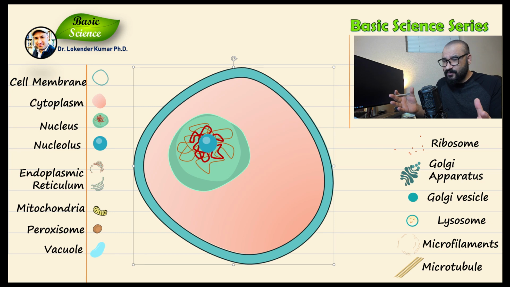So as you can see, now we are at this stage. You can see a layout of the cell, you can see the cytoplasm, you can see the nucleus, and you can see the nucleoplasm, right? And also the nucleolus.